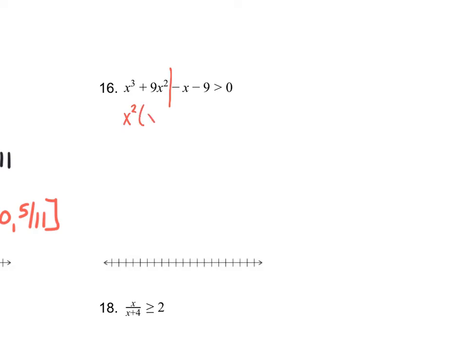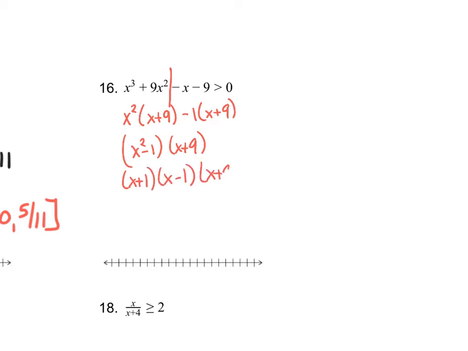For number 16, we start off by cutting it in half. We can take an x squared out. We have an x plus 9, a negative 1, and x plus 9. So x squared minus 1 and x plus 9. This can still be factored to be x plus 1 and x minus 1 times x plus 9. X equals plus or minus 1 and negative 9.